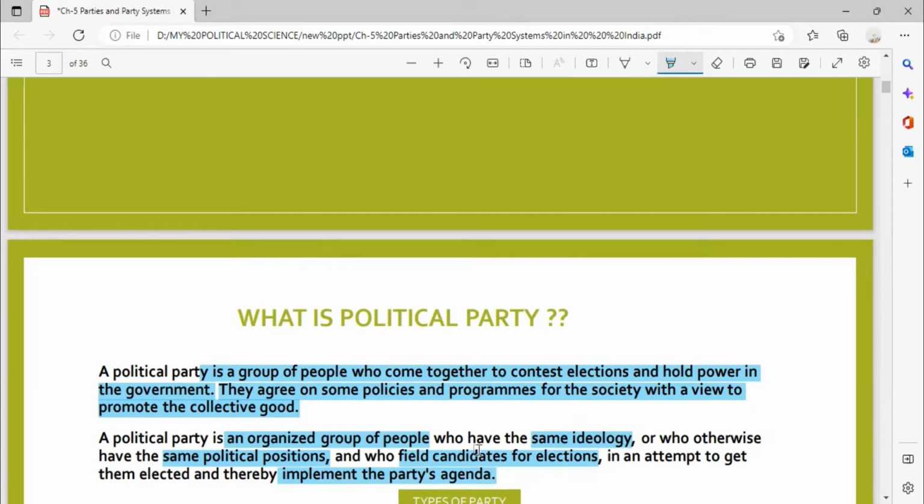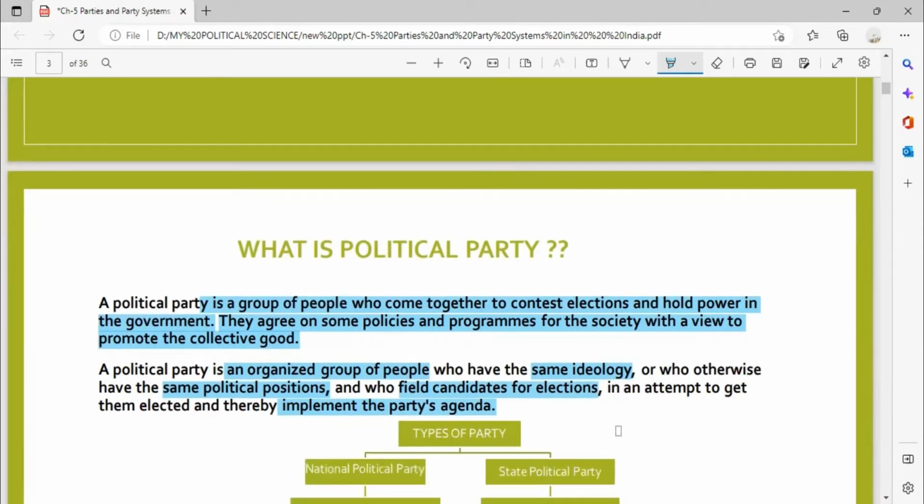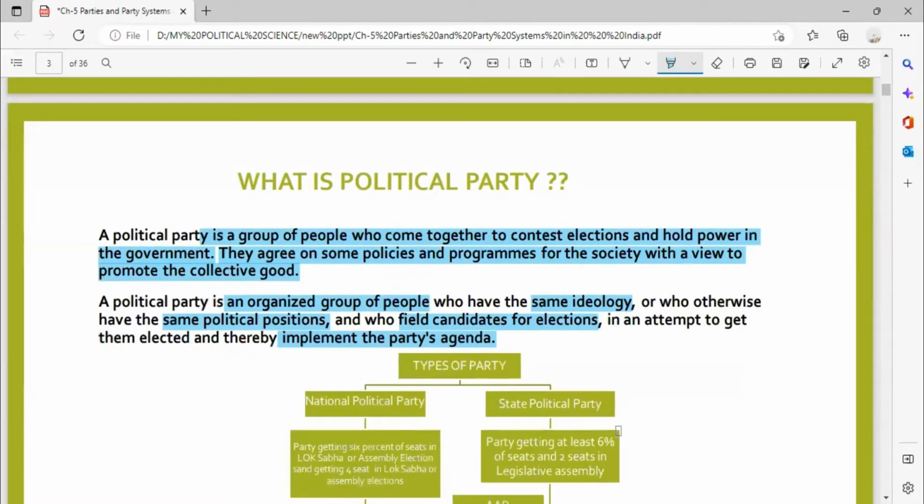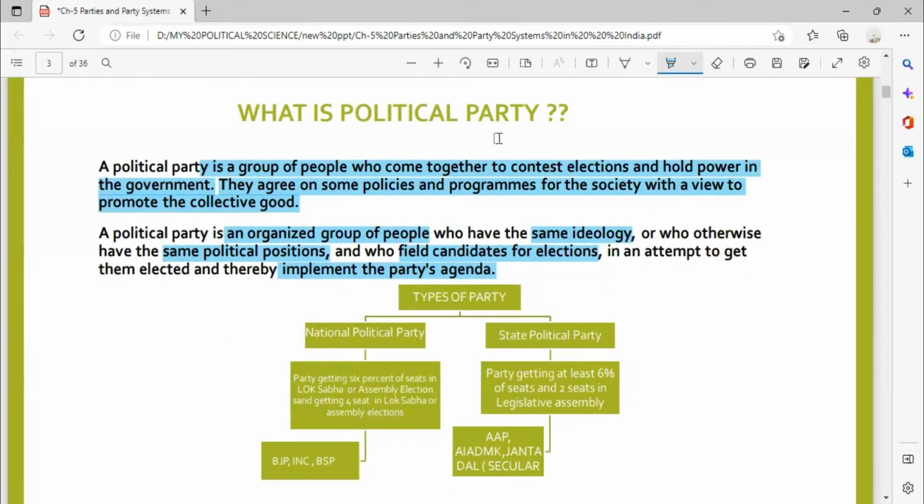Now, when we talk about the types of party, we need to understand basically a national political party and a state political party. So what is a national political party? Any party which is getting 6% of votes and 4 seats in Lok Sabha or assembly elections becomes eligible to become a national party, like BJP, Indian National Congress.